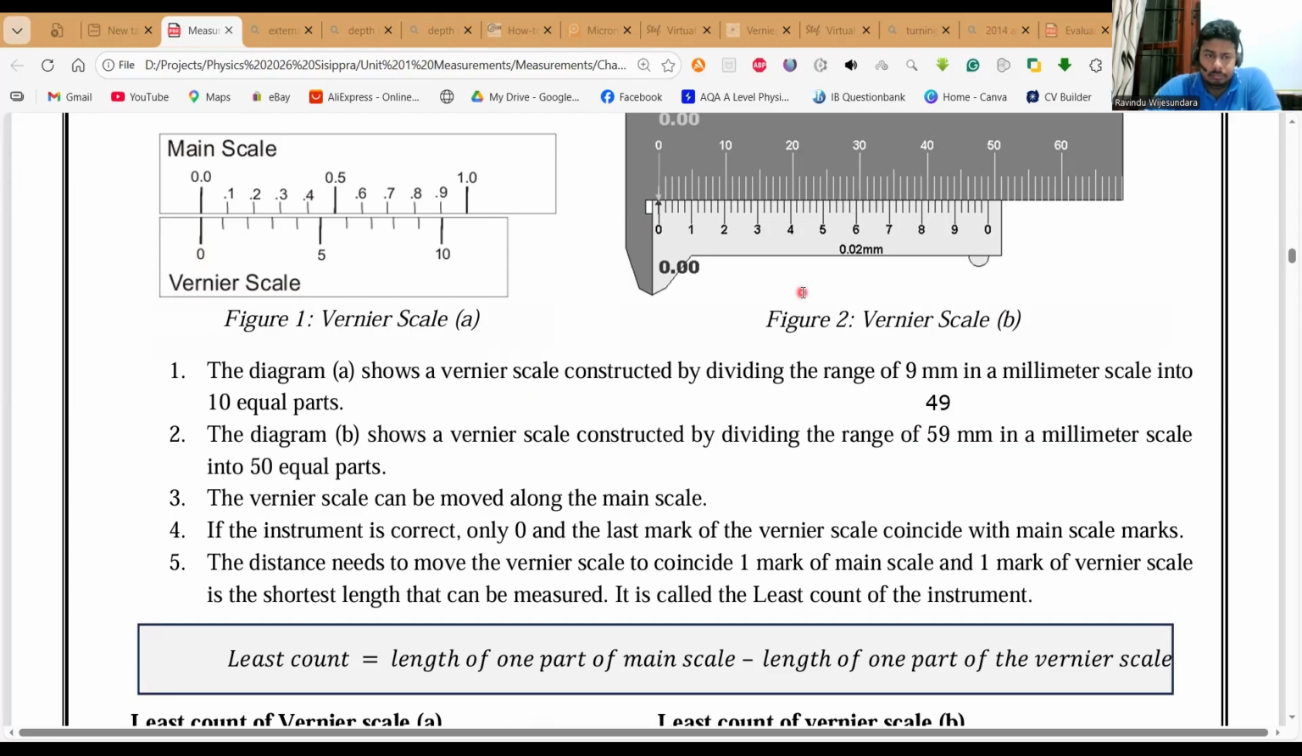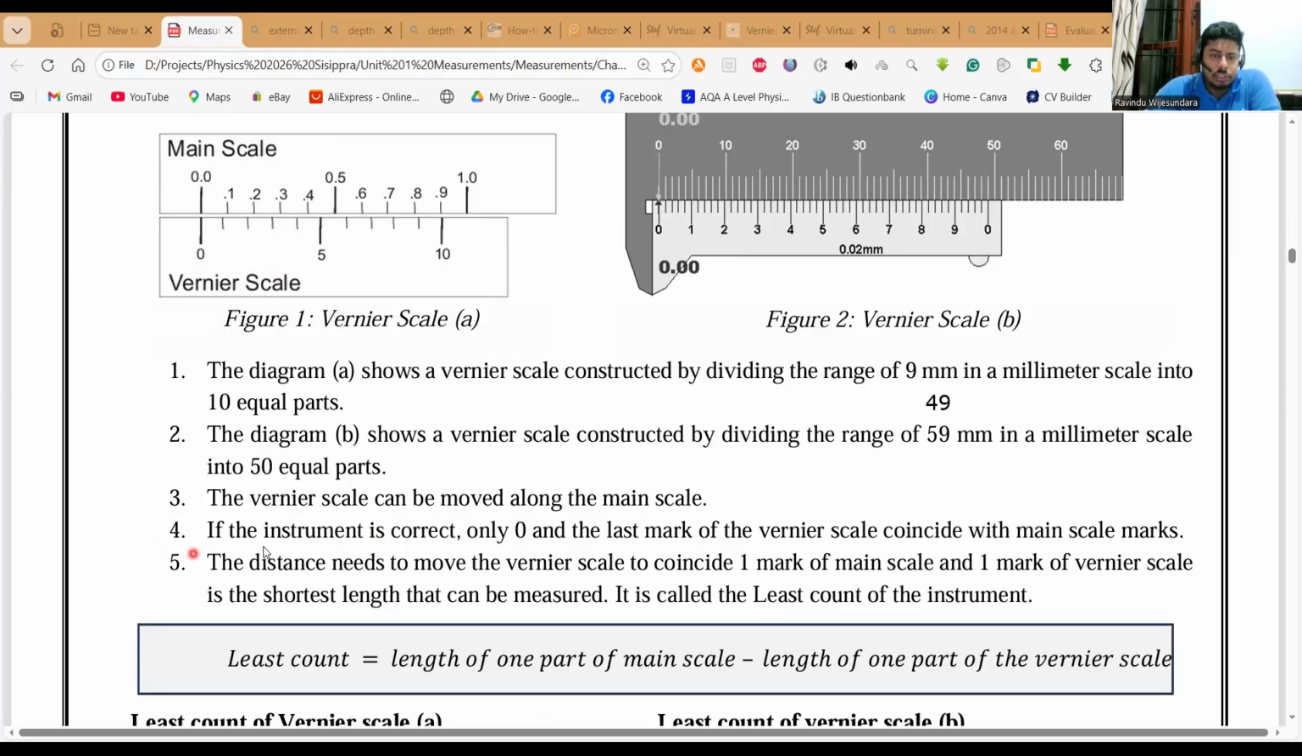So this has been done in diagram B. Third one, the vernier scale can be moved along the main scale. I will show you a demonstration of the vernier scale a bit later, so until then, please take note of that. The main scale is fixed actually, it is not moving anywhere, but you can slide the vernier scale over the main scale. We will see a demonstration so you can clearly understand.